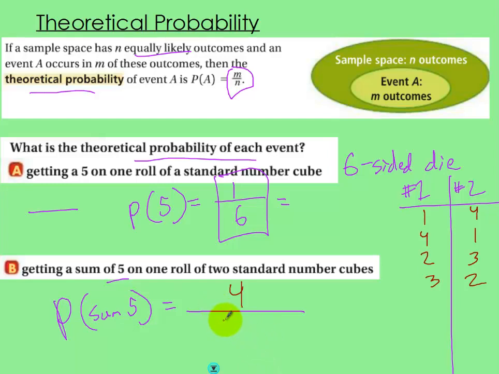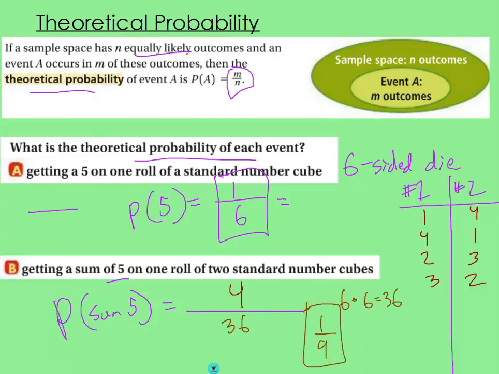Now, how many total different combinations are there? I can make this chart and figure this out, but we can also go back to the last section and use the counting principle. You're rolling 2 dice, and each die has 6 different outcomes. So it's 6 times 6, the fundamental counting principle. The total is going to be 6 times 6, or 36 different combos. So 36 on the bottom. Your probability is 4/36, which simplifies to 1/9, and that's your answer.